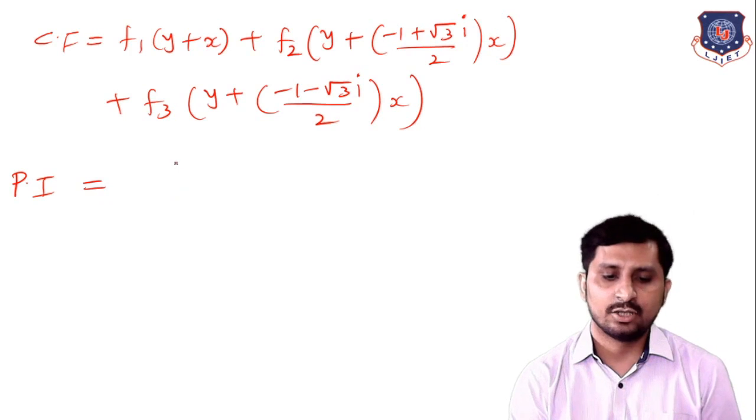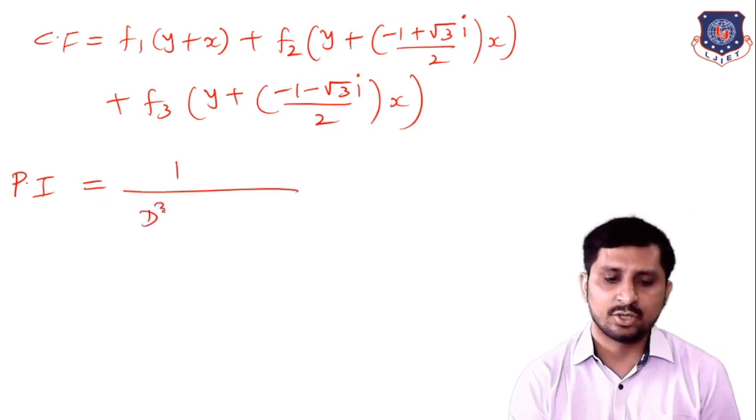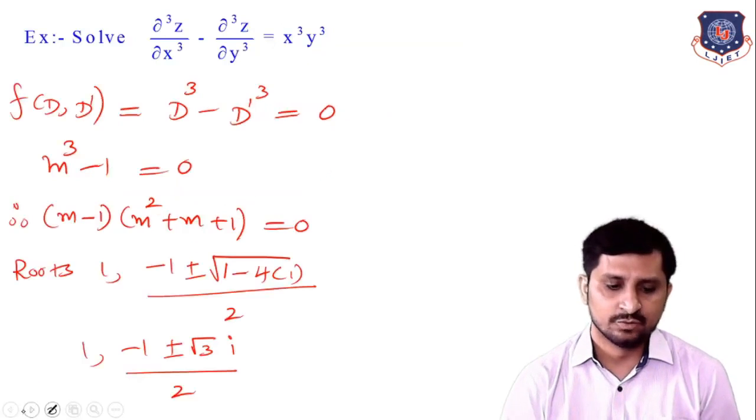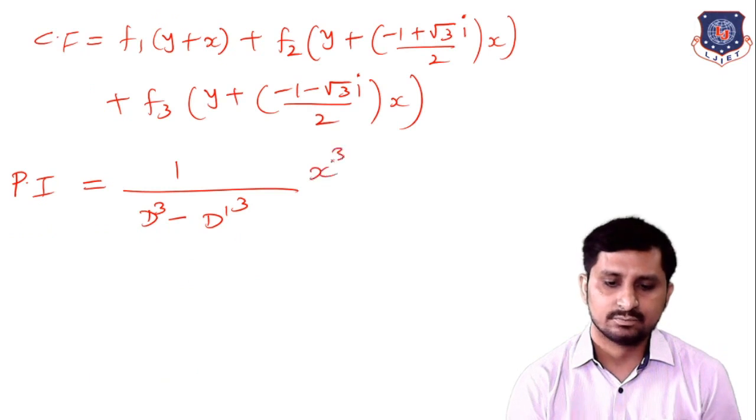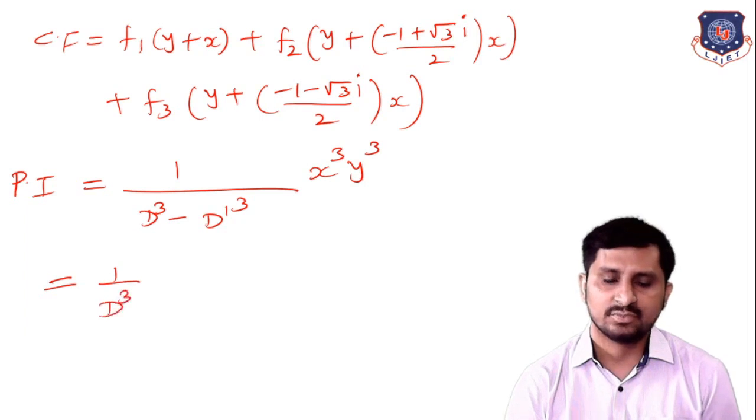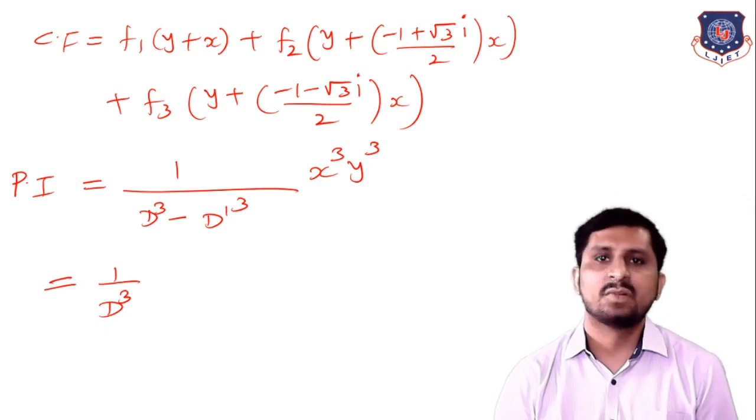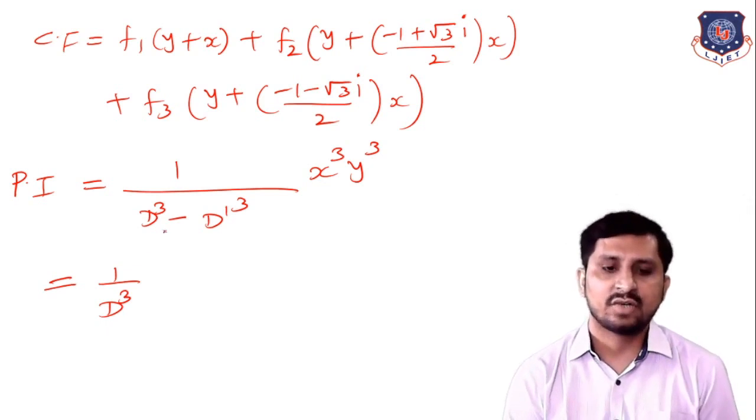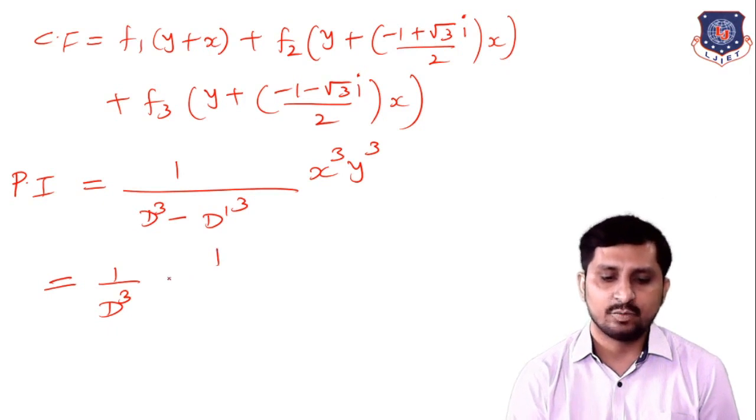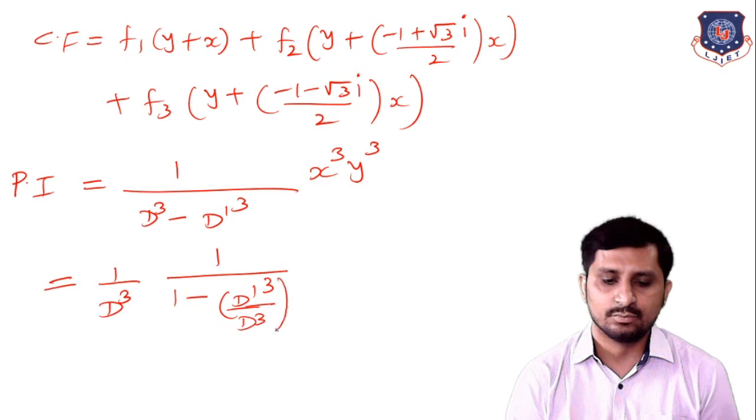So the particular integral, as you all know, is 1 upon f of D, D dash, so 1 upon D cube minus D dash cube, and what is my function? The function is x cube y cube, okay. So first of all, 1 upon D cube I have to take common because I need 1. In the denominator, the first term must be 1. So 1 upon D cube I can take as common. So in the denominator now I have 1 minus D dash cube upon D cube, and I can write x cube y cube.